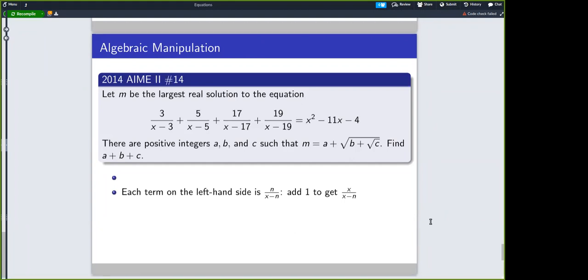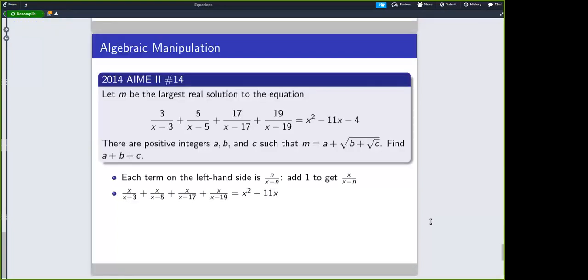And when we do that to all of the terms, we get an equation that looks like this. And this is great because there's a factor of x on both sides. Now, we want to divide by x to make the equation simpler, but we need to be careful because that could get rid of the solution x equals 0. But x equals 0 isn't going to be the largest solution to the equation, so we can divide without any worries. So let's divide that out.